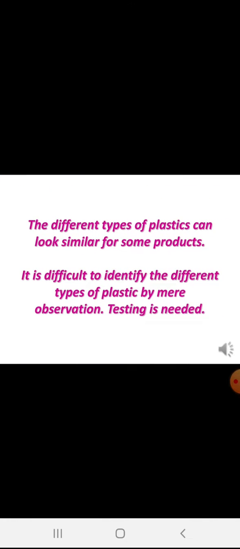The different types of plastic can look similar for some products. It is difficult to identify the different types of plastic by observation, so we need to test them.